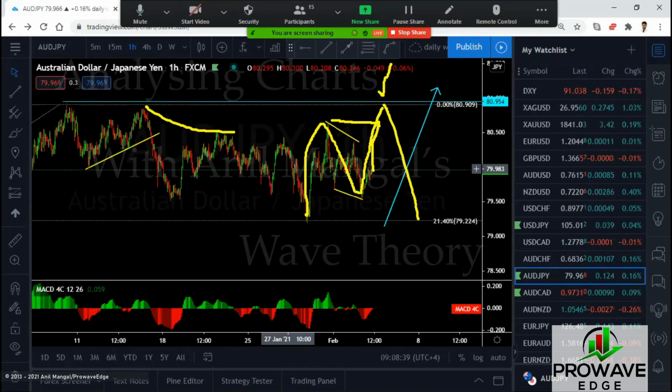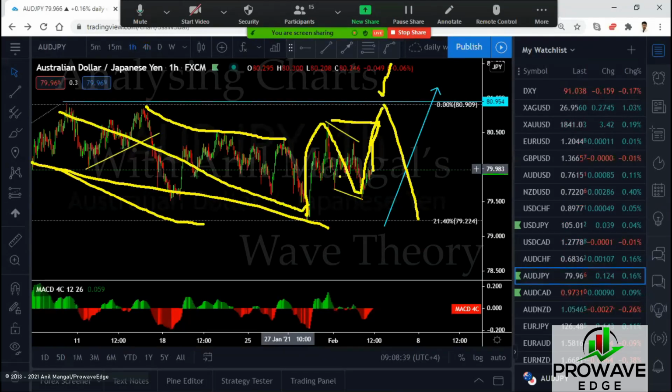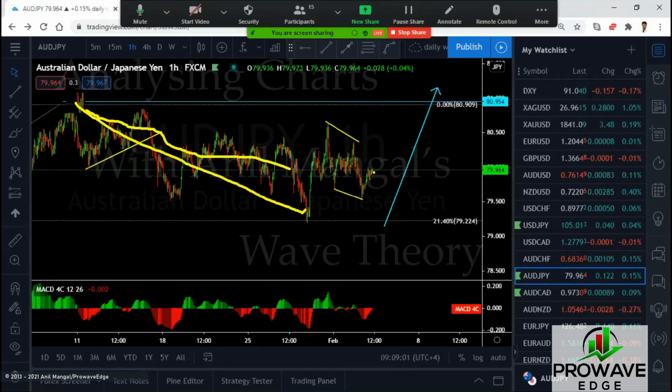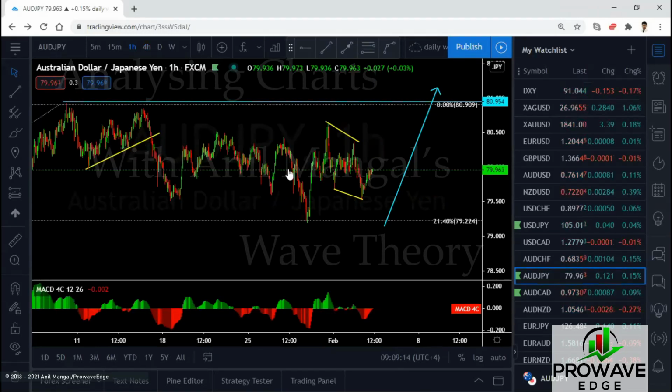Is this all the correction? If this is all the correction, this one is going to take off. All right, let me see if I can draw that again. Here it is. If this here is all the correction, then this one is going to take off. But if this comes to the top here, stops and goes back down, we're just going to have a bigger correction. That's all. We're still in the corrective structure.